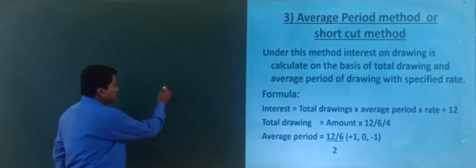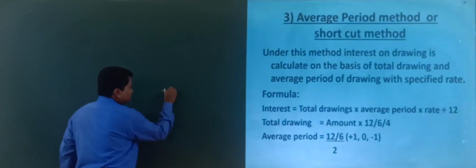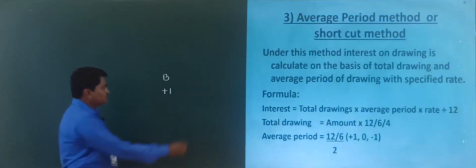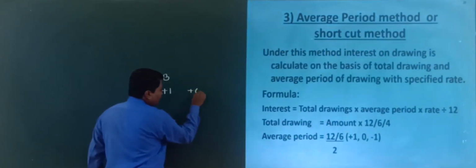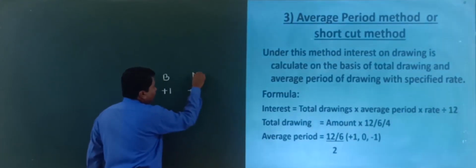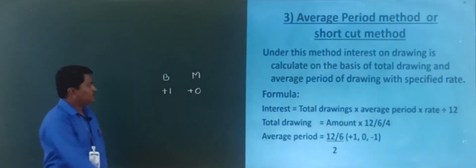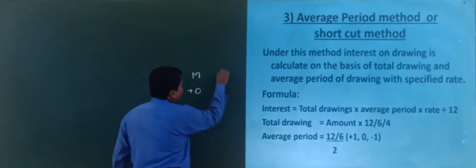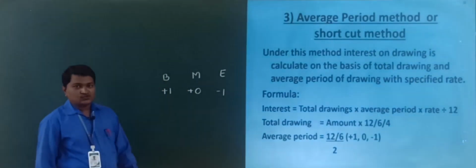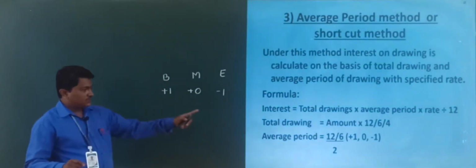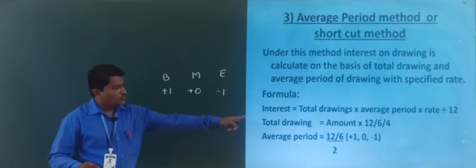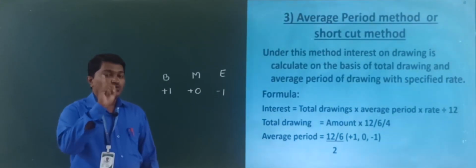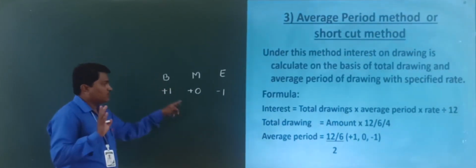So please keep in your mind: plus 1 if he withdrew at the beginning of the month, plus 0 if he withdrew in the middle of the month, and minus 1 at the end of the month, right? So please concentrate here. Plus 1, plus 0 or minus 1. Out of these three you need to do one function, depending upon the question.